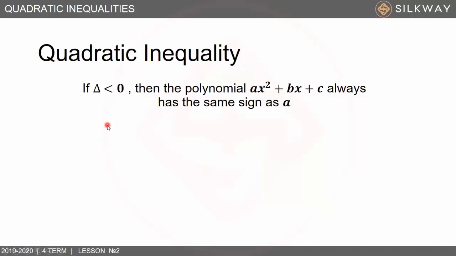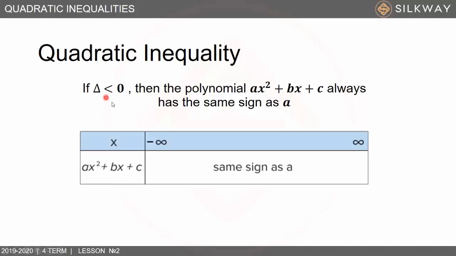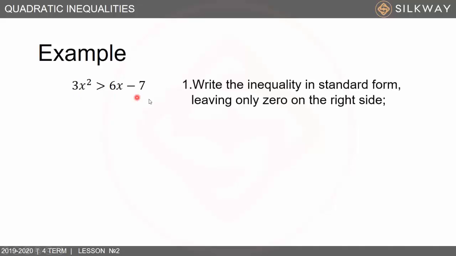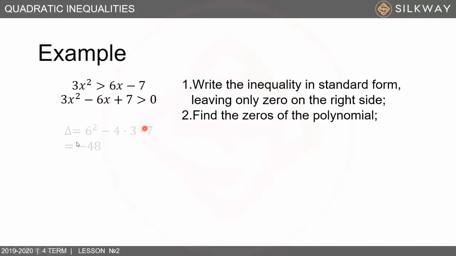And third statement: if the discriminant is less than 0, then the polynomial ax squared plus bx plus c always has the same sign as a. Always has the same sign as a, okay? Look at the example. Here we write this example in standard form. Then we find the zeros. The discriminant is less than 0, minus 48.